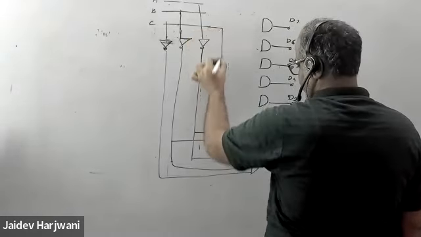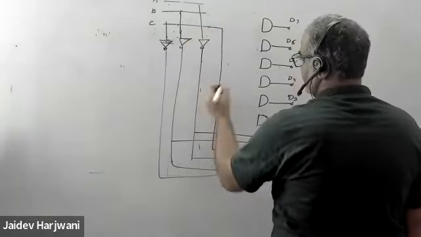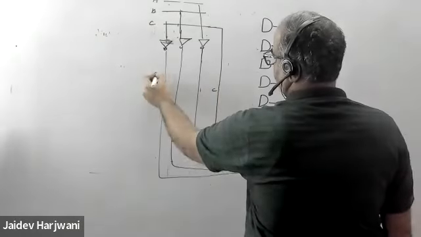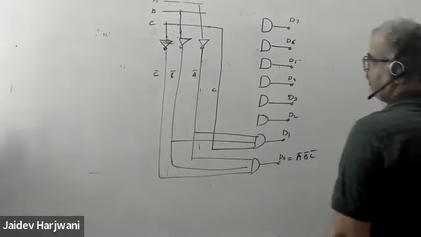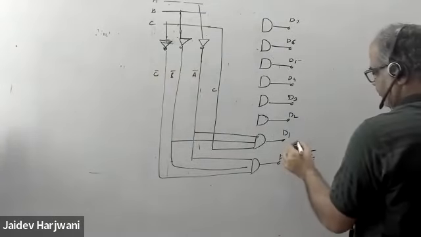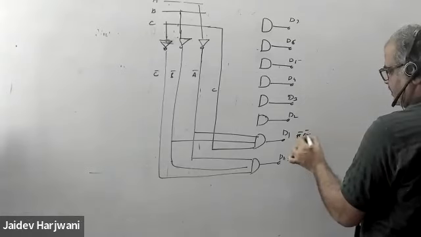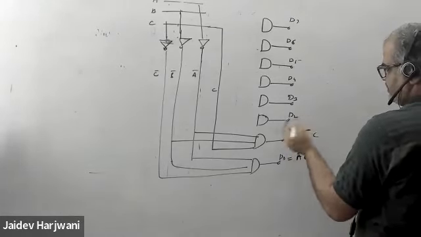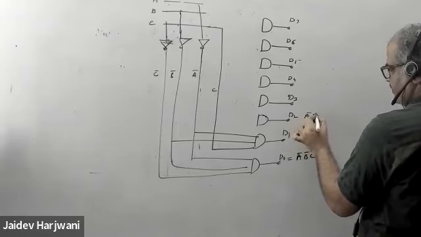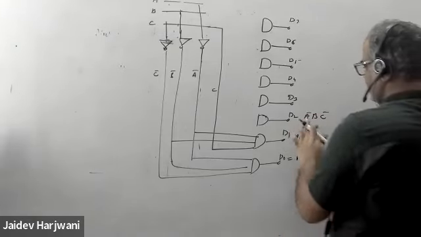So C can come from here. This is basically C line. This is your C bar line. This is your B bar line. This is your A bar line. Okay. Now this will give you what? A bar, B bar, C. 0 1 0. Okay, A bar, B bar.